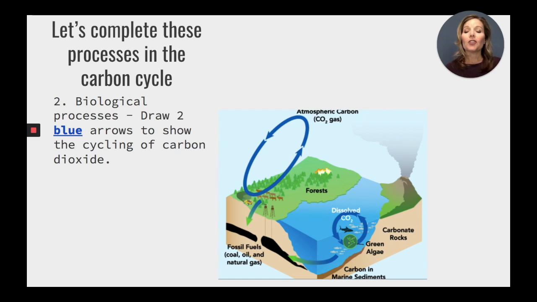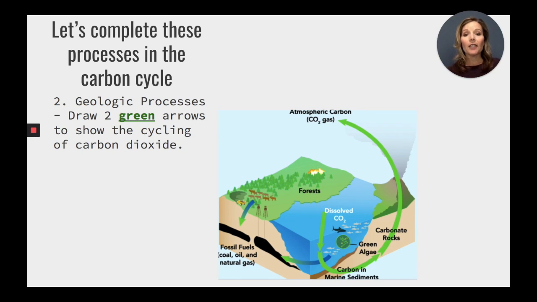The first thing I'd like you to do is take your blue colored pencil, and we're going to illustrate the biological processes. I'd like you to draw 2 blue arrows to show the cycling of carbon dioxide. Please show that cycling on both the vegetation side into the atmosphere and from animals as well, and also that cycling that's happening in the water. Remember, as plants and animals are performing cellular respiration to produce ATP energy for their cells, they are emitting carbon dioxide into the atmosphere. Remember as well that plants are performing photosynthesis that are using carbon dioxide in that process.